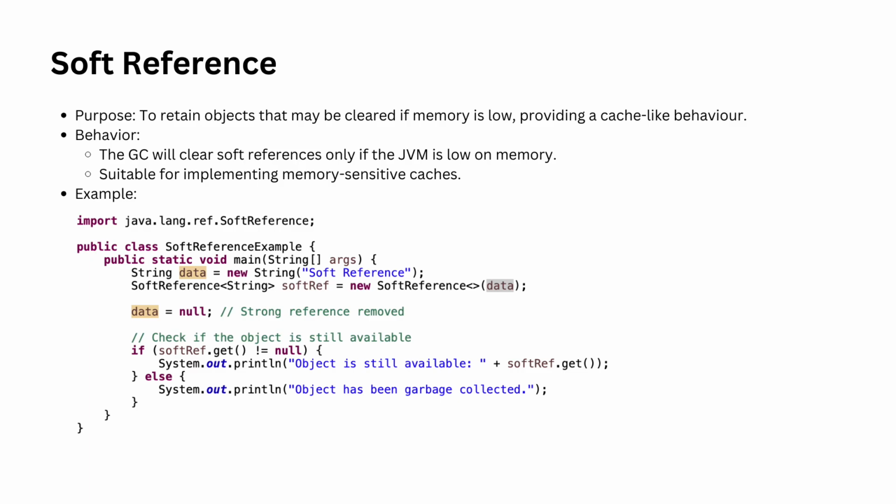So what the soft reference will do is check if the object is still available. Here, if you see, we have softRef.get() not equal to null. If it is not equal to null, it means that the object is still available. Else, we have garbage collected that object. So this is suitable for implementing memory-sensitive caches.